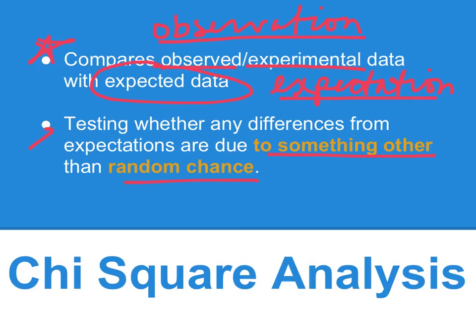Another way of putting it is we're testing whether any differences from expectations are due to something other than random chance alone. So if we can accept our null hypothesis, we have to say that random chance alone causes our observations to be different from expectations. It's randomly occurring that our observations are different. But if something other than random chance is occurring, then we have to reject our null hypothesis. Something is causing our observations to be different than our expectations. This is the purpose of the chi-square analysis.